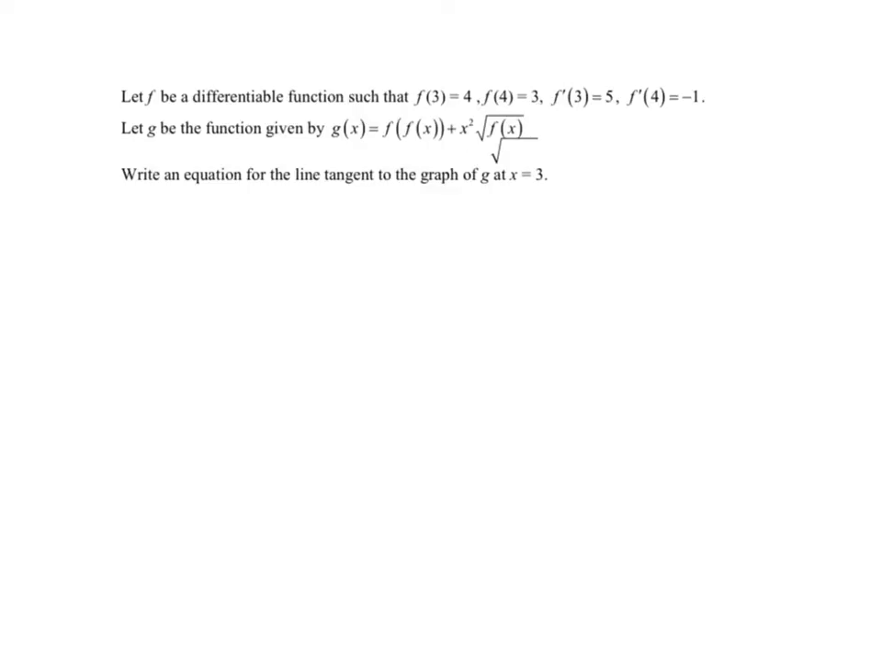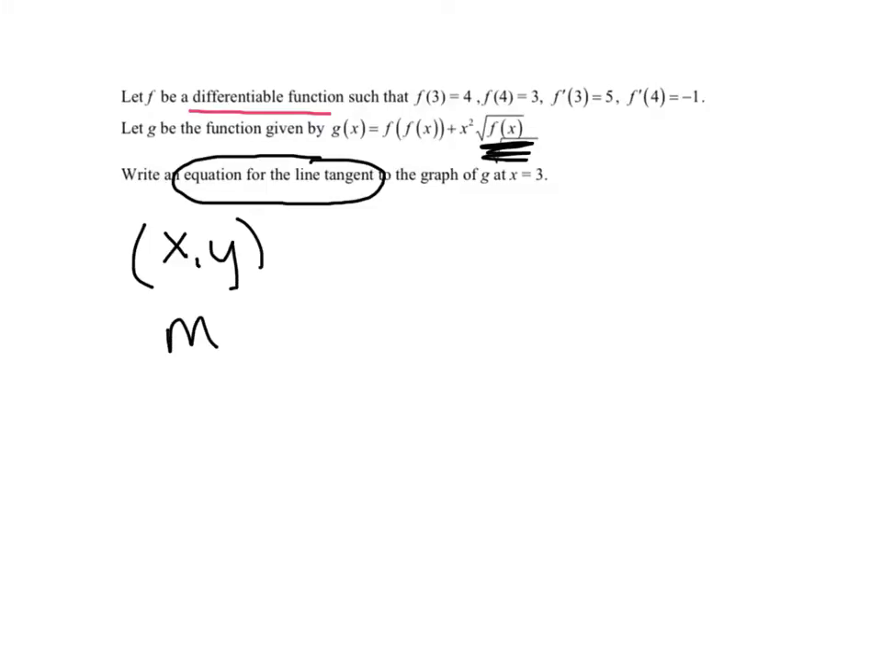Next example. Let f be a differentiable function. Again, all that means is you can take the derivative, which they have here. They give us an f prime. Let g be the function given here. I have to apologize for this extra square root hanging out. Ignore that. Write the equation of the tangent line. So the second you see that word tangent line again, remember, you need an x, a y, basically a point, and a slope. Specifically to the graph of g when x equals 3.